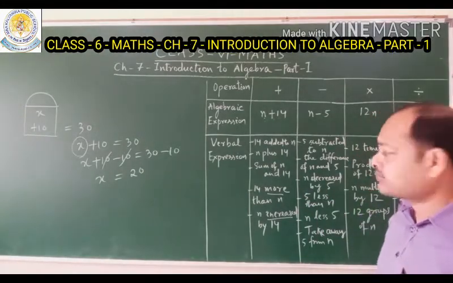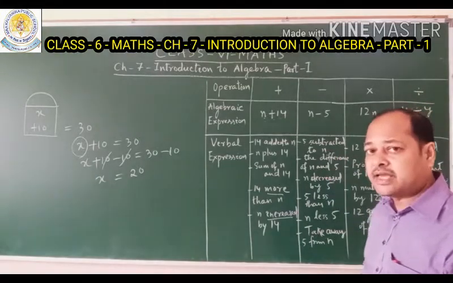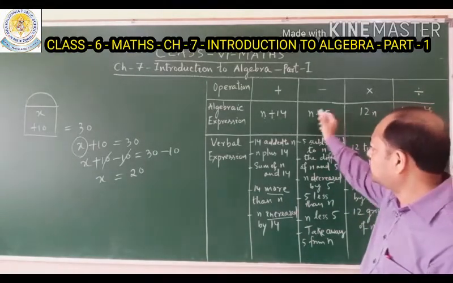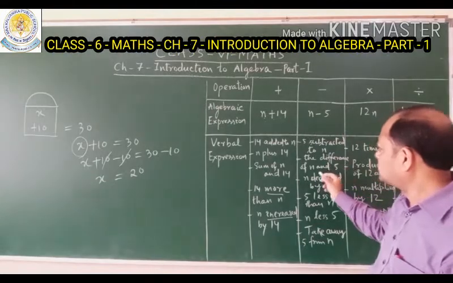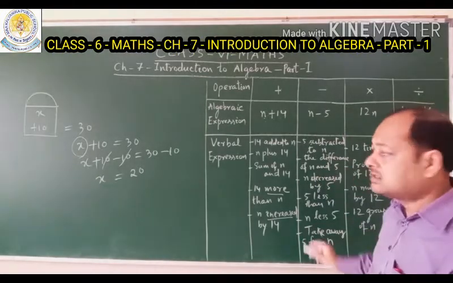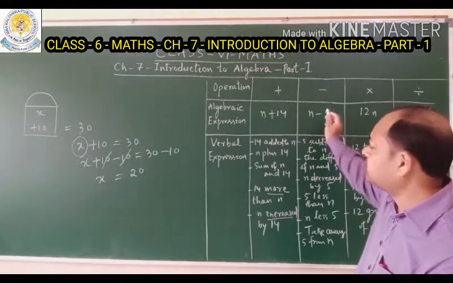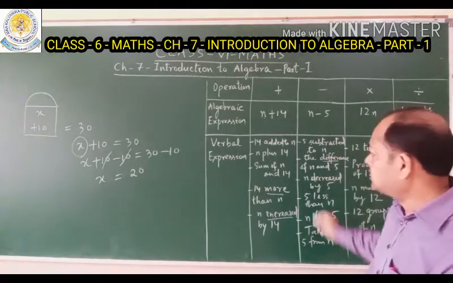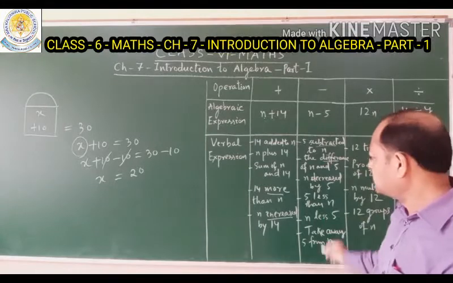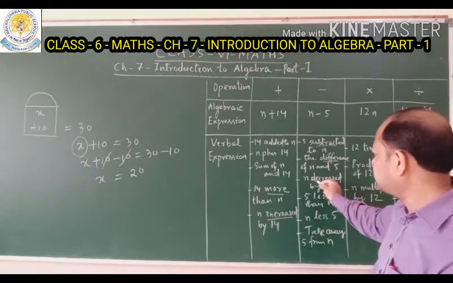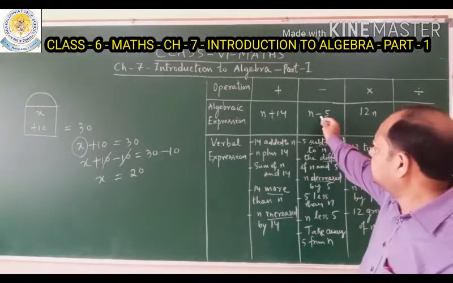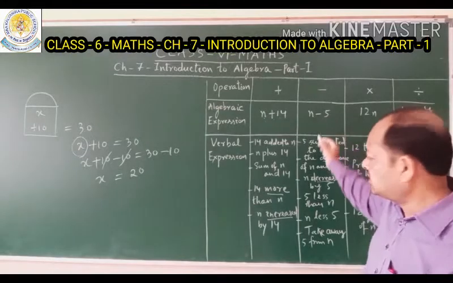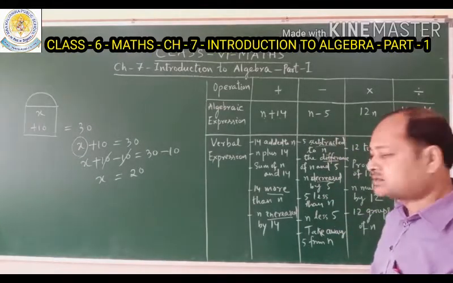Let's see. 5 subtracted from n. The difference of n and 5. So here the word difference is used. Here the word subtracted is used. Then n decreased by 5. Here n is decreased by 5. Here the word decreased is used.